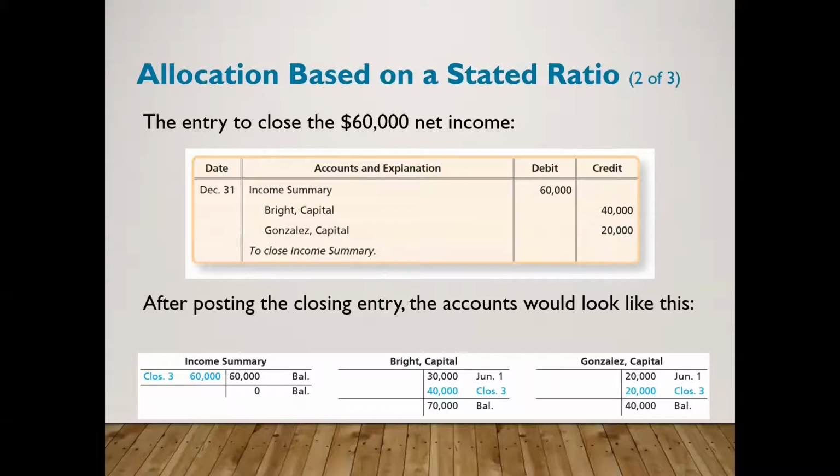The entry to close net income, represented as a credit balance in Income Summary, to the partners' capital accounts would require a debit to Income Summary for $60,000, a credit to Bright Capital for $40,000, and a credit to Gonzalez Capital for $20,000. So that's how you would actually close the Income Summary.